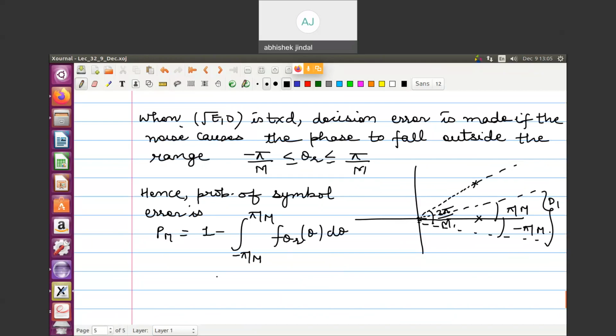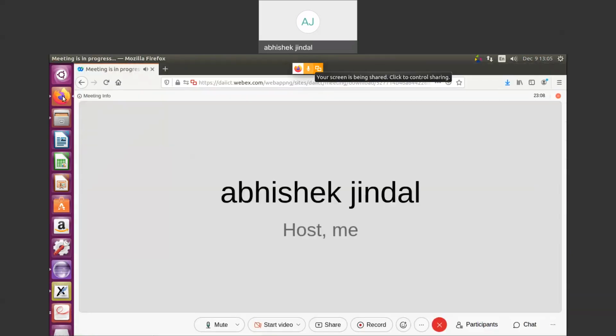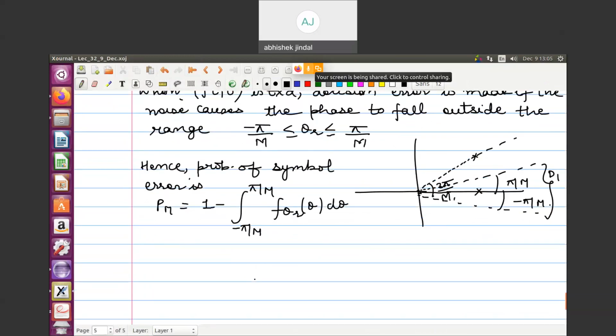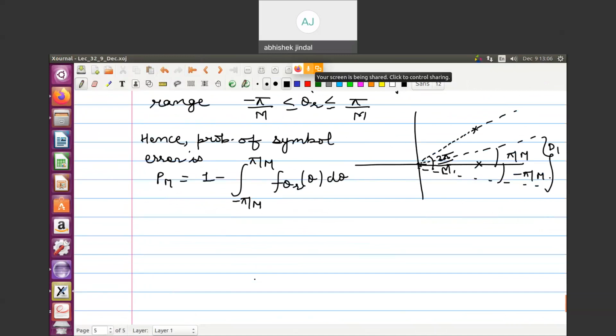This is when you transmitted root of E comma 0, but the claim is that this is the same for all the points. It means that for all the other points, whatever expression you get after solving will be the same for all of them too. So let us take special cases. For M equal to 2, that is BPSK, and M equal to 4, that is QPSK.